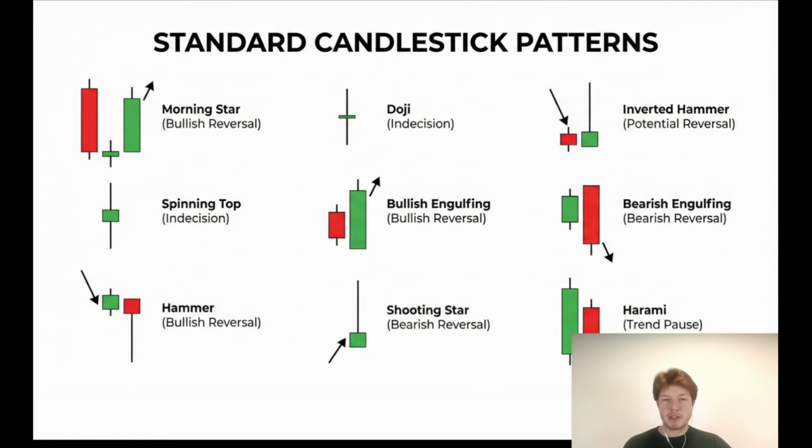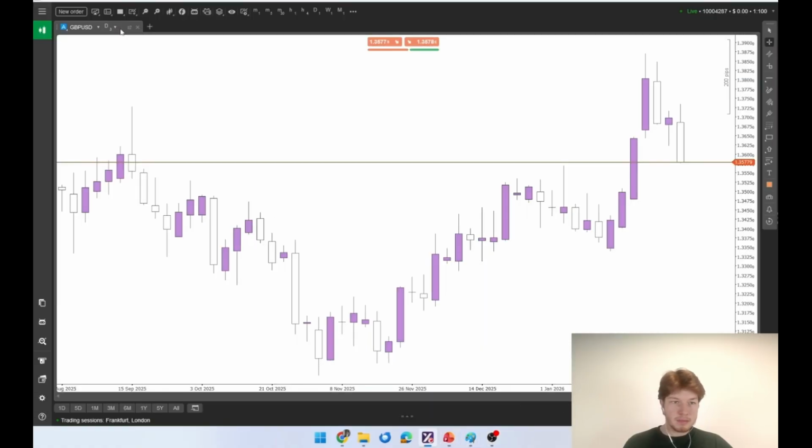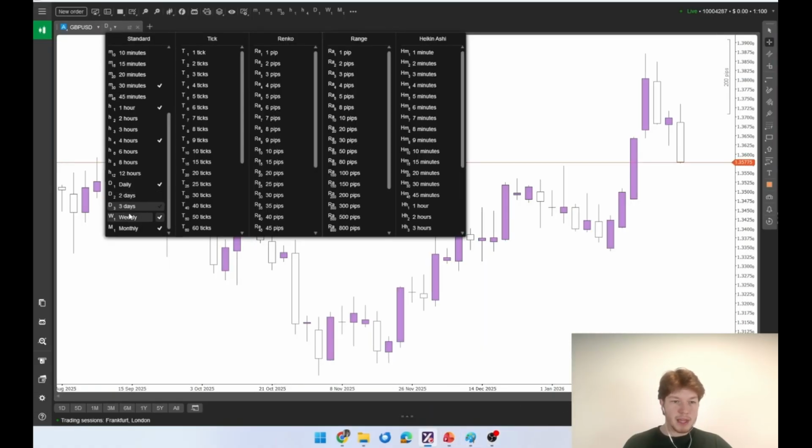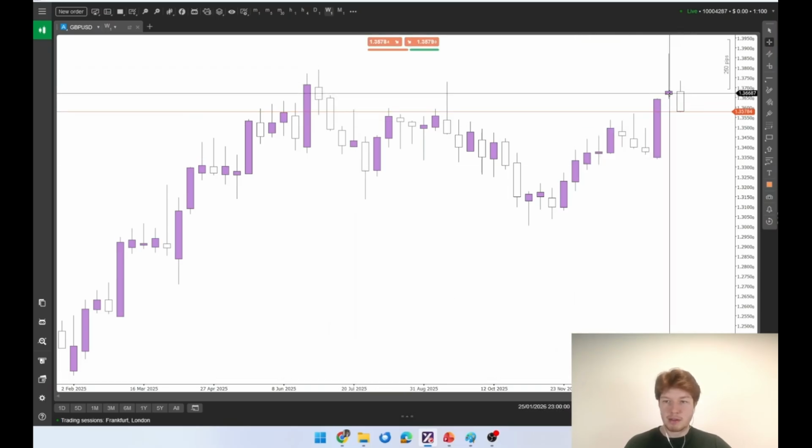But what's important to know with these candlestick patterns is that you need context. And actually, we are going to go back to our pound dollar, because that was a perfect example of when context is really good. What we are seeing there, if I just drop back to the weekly time frame, is we are seeing a very typical shooting star. Let's look at this.